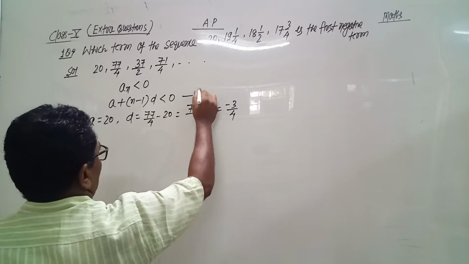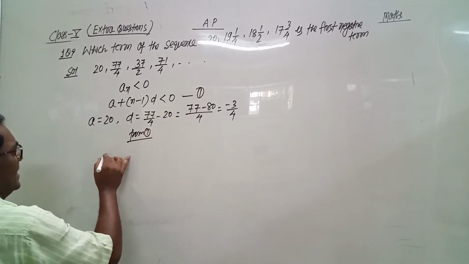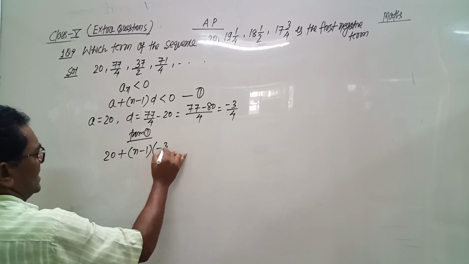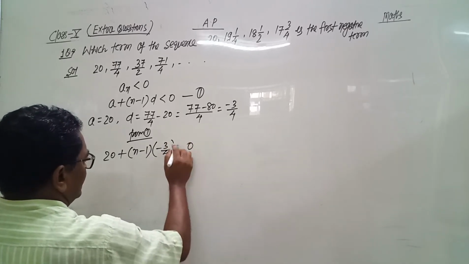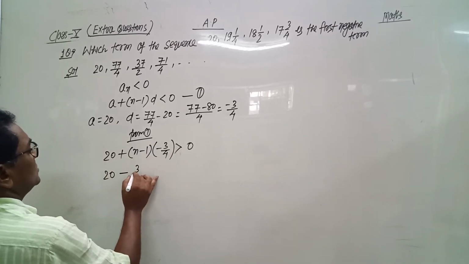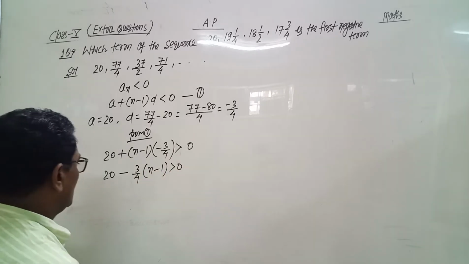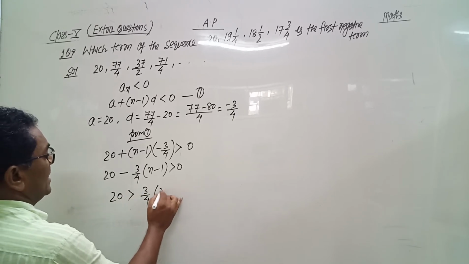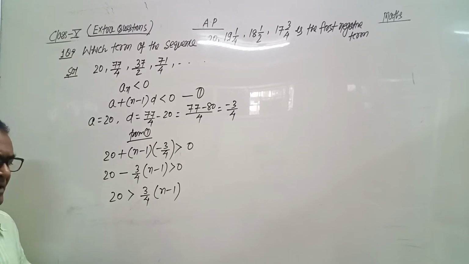Now we use the formula, put the value of a and d. So 20 plus (n minus 1) into minus 3 by 4 is greater than 0. And it comes 20 minus 3 by 4 (n minus 1) is greater than 0. And it becomes 20 is greater than 3 by 4 (n minus 1). This is an inequality. We can't do cross multiplication.